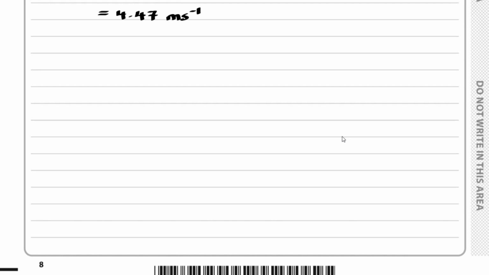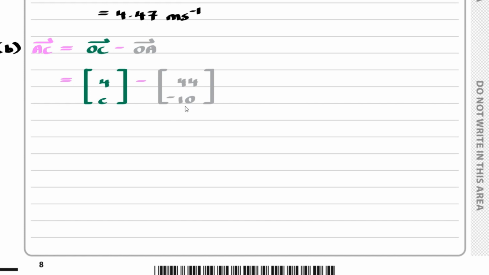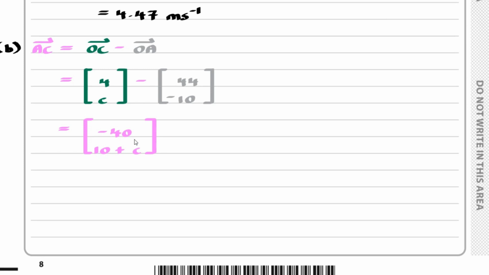What we can do to begin with is find out the vector AC. The vector AC is equal to the vector OC subtract the vector OA. So we have the vector OC, which is (4, c), subtract the vector OA, which is (44, -10). And if we work out what this is equal to, you will find the vector AC to equal (-40, 10 + c).